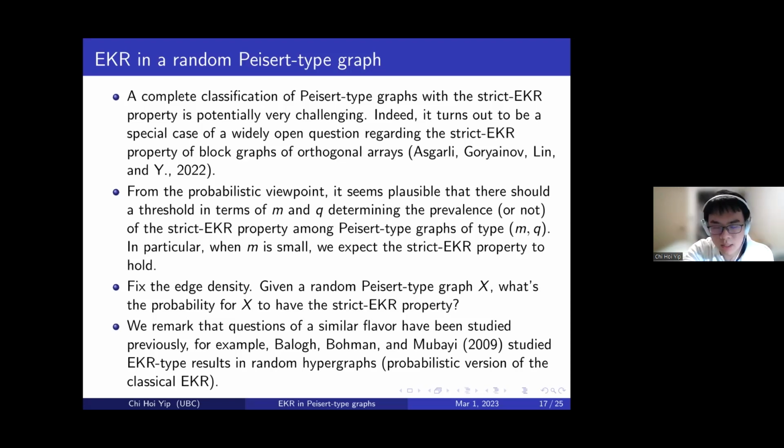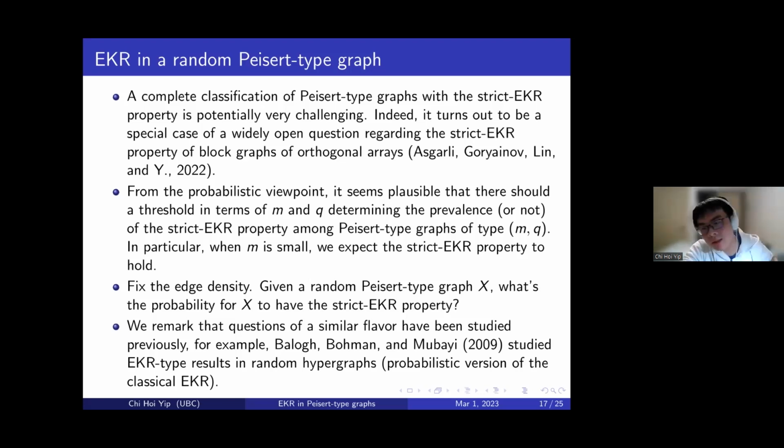Eventually, this leads to a probabilistic version of the EKR type question. So the question we want to understand is this one. We fix the edge density of the graph, and then we just take a random Peisert type graph with this edge density, and then we can ask what's the probability of X such that it has the strict EKR property. So in other words, we want to estimate the number of Peisert type graphs X with the given edge density and also with the strict EKR property.